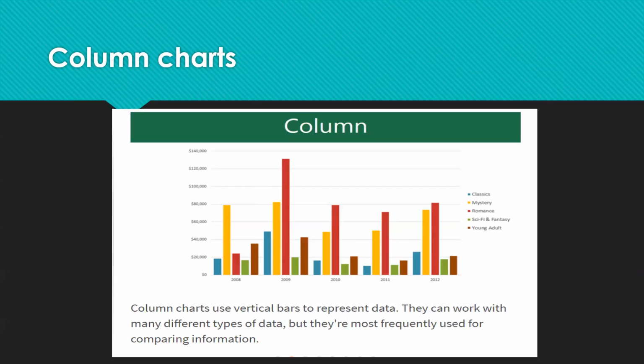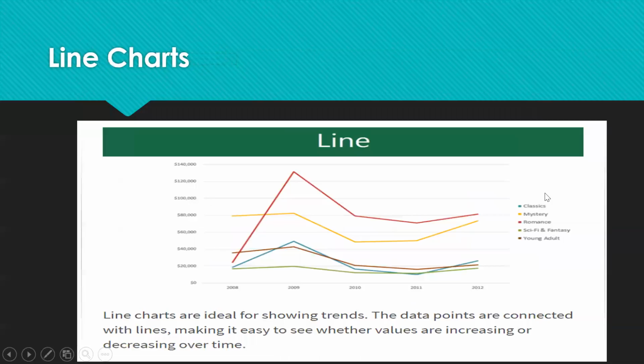Every type of data is mapped to a color. And we have 5 years of data here, 2008, 2009, up to 2012. So this is how we represent a column chart.